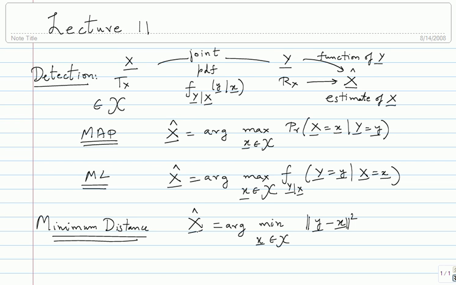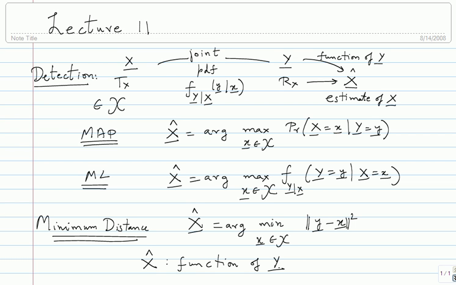So ultimately x hat is a function of y. That's another thing I want you to note. I wrote it down once again, but it's a function of y, and the receiver is assumed to have different types of knowledge. For instance, if the receiver has to implement either the MAP or the ML accurately in the general case, what should the receiver know? It should know the joint PDF, right? So if you don't know the joint PDF or the conditional PDFs, you can't do it.